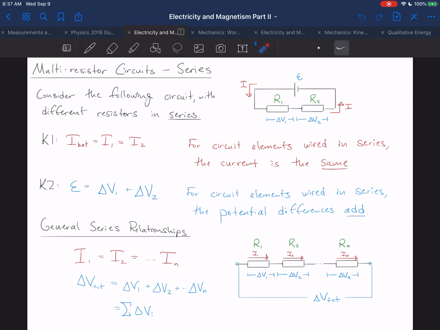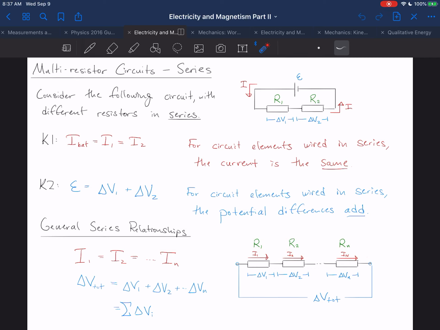For Kirchhoff's second law, we apply it to this loop, and we find, as we saw in the previous example, the EMF is equal to the potential drop across the first resistor plus the potential drop across the second resistor. So for circuit elements wired in series, the potential differences add. And in particular, they add up to the EMF. So we can generalize this for any n number of resistors. So not just one, not just two, but 3, 4, 5 of arbitrary resistances. So these can be different R's.